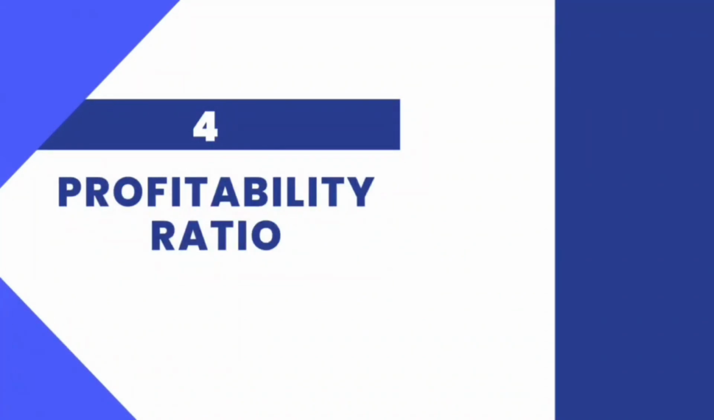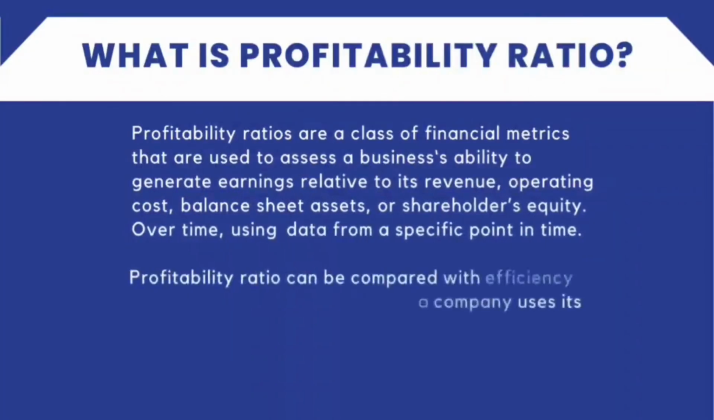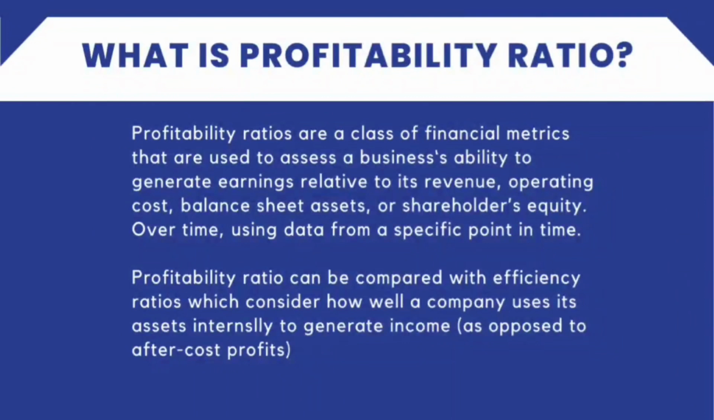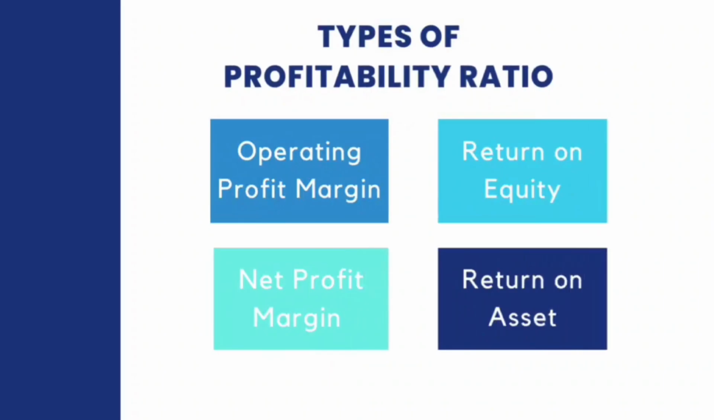Profitability ratio is a financial metric used to assess a business's ability to generate earnings relative to its revenue, operating costs, balance sheet assets, or shareholder equity. There are 4 types of profitability ratio. First is operating profit margin. Secondly is net profit margin. Third one is return on equity. And the last is return on asset.